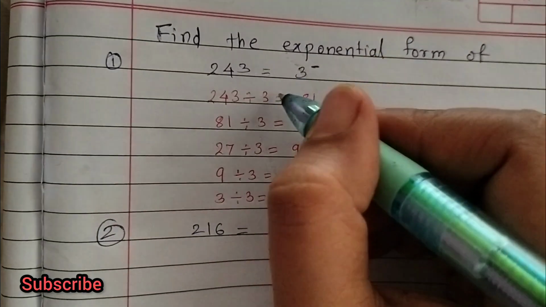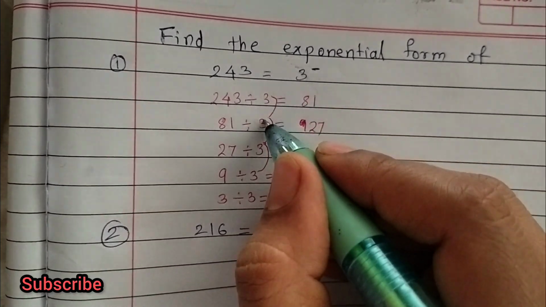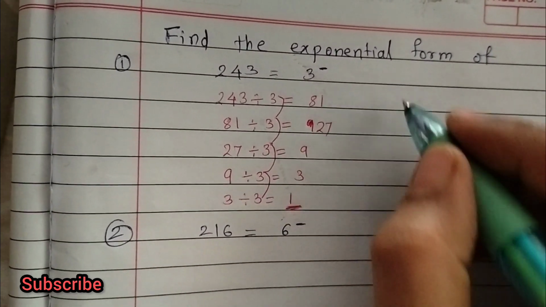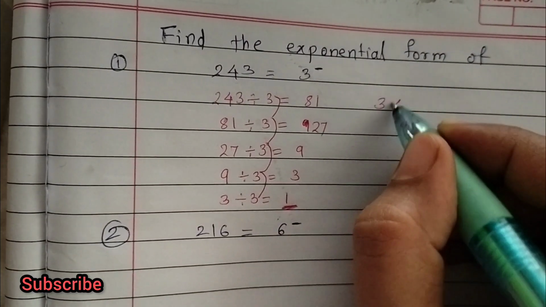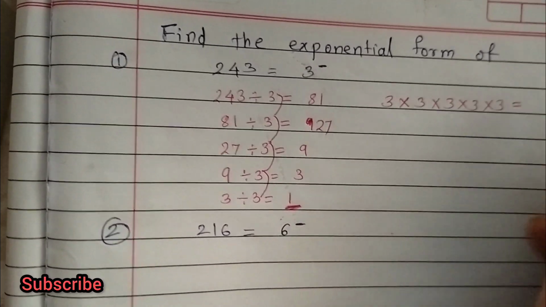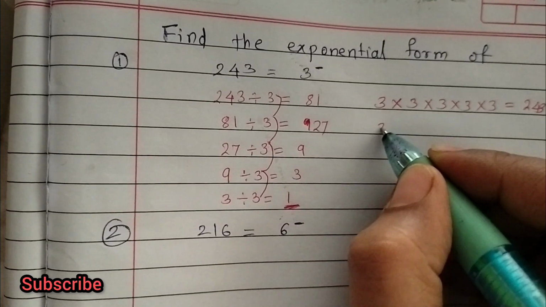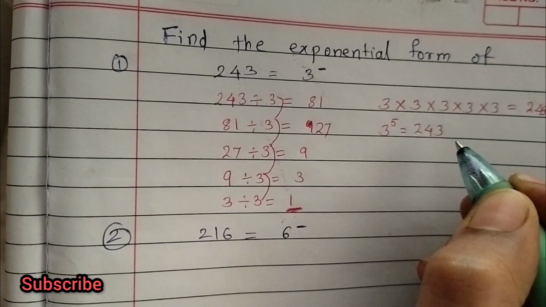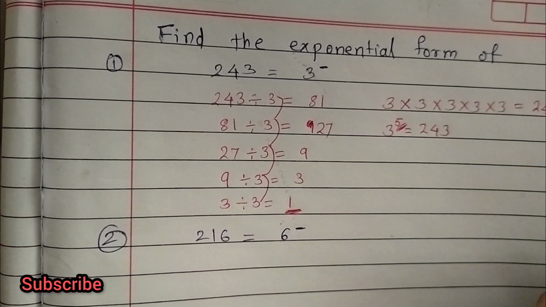Here we will stop. And now we will see how many times we have used 3 to divide. 1, 2, 3, 4, 5. So 5 times we have used 3 to divide this whole number to 1. Now we can say that if we multiply 3 5 times, we will get the answer as 243. Now we can write this as 3 to the power 5 equals 243. That means our required number is 5, 3 to the power 5.